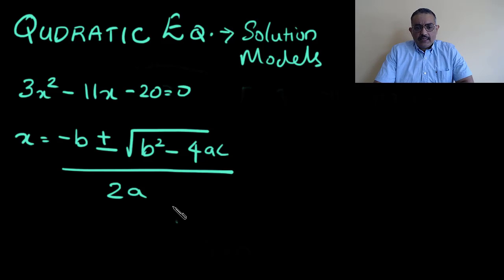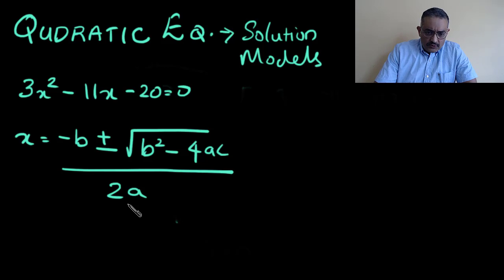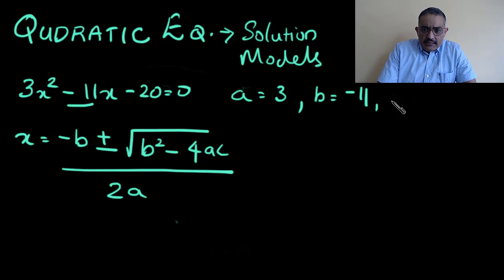Let's now apply the algebraic form of the solution, which I have right here. This is the standard formula that we use: minus b plus or minus the square root of b squared minus 4ac, divided by 2a. This is the famous formula. Now let's see what the variables are. So a is equal to 3, then b is equal to negative 11, this term right here, and c is equal to negative 20, this term right here.